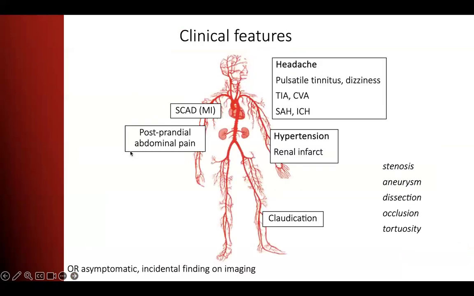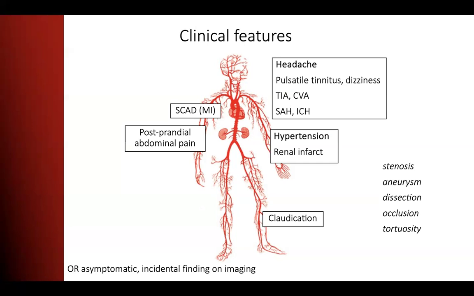So what are the clinical features of fibromuscular dysplasia? Well, it can really affect almost any small or medium-sized artery, but most commonly, FMD is found in the renal and the extracranial carotid and vertebral arteries. And so most commonly, patients present with headache, usually of the migrainous type. They can present with pulsatile tinnitus, dizziness, as well as stroke or subarachnoid hemorrhage or intracranial hemorrhages.